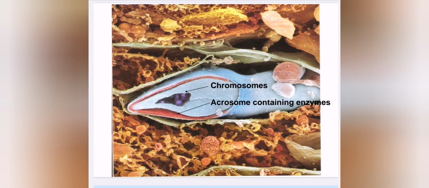Have a look at this quickly. This is a cross-section of the head of the sperm as it's embedded in the Sertoli cell. And you can see the chromosomes in the front, which is found in the nucleus. And then right behind it, the red area, underneath it actually, is the acrosome, which contains the enzymes.